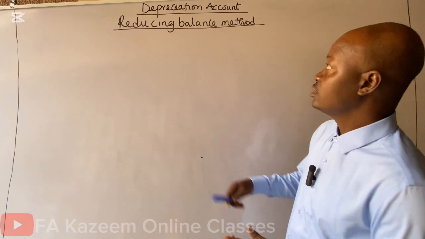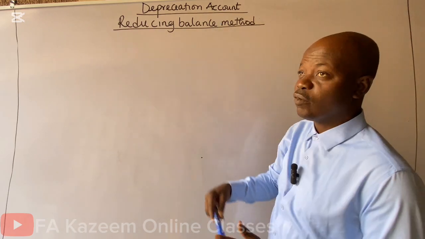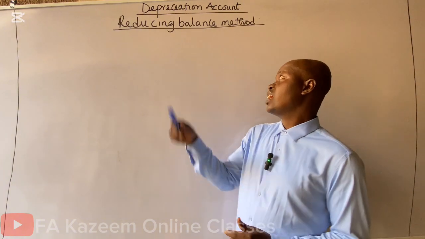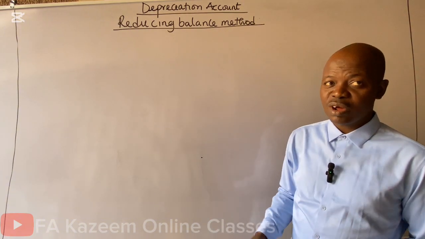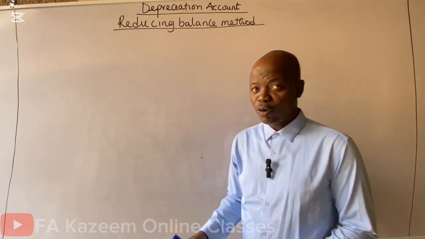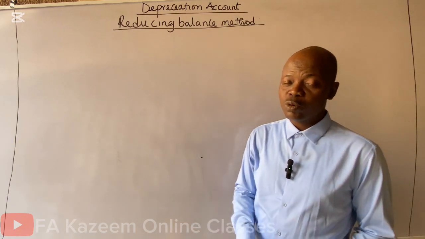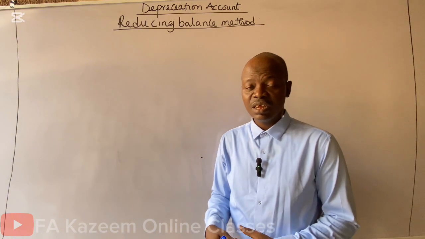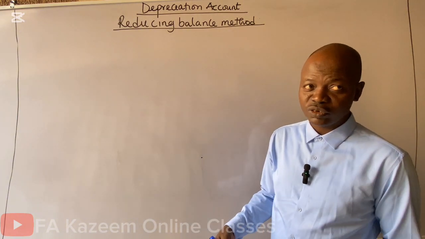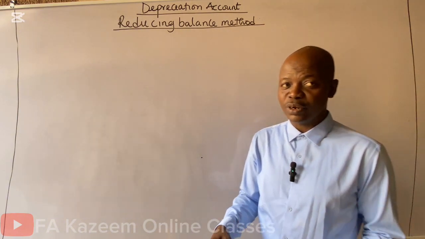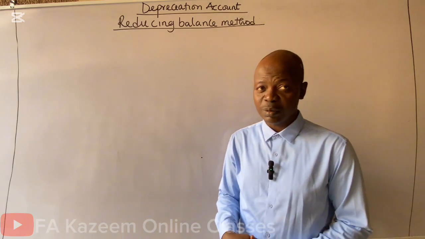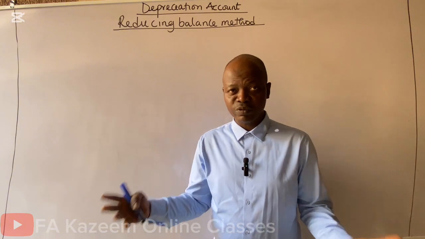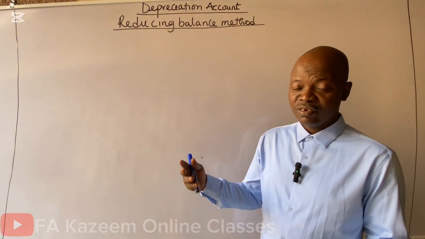We'll be looking at reducing balancing method of calculating depreciation. In our previous video, we defined what depreciation is as a gradual reduction in economic value of non-current asset. And we said according to IAS 16, depreciation is a systematic allocation of depreciable amount of tangible asset over a period of time. We said there are three causes of depreciation: physical deterioration, obsolescence, and price fluctuation.